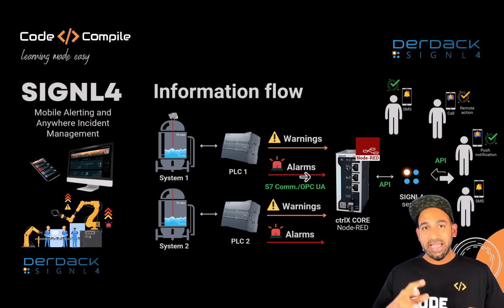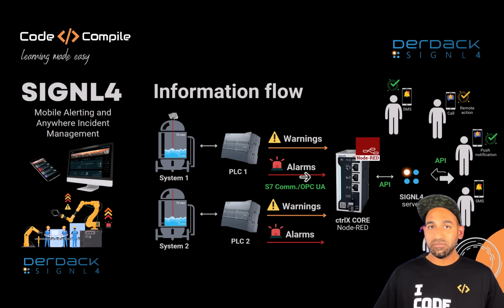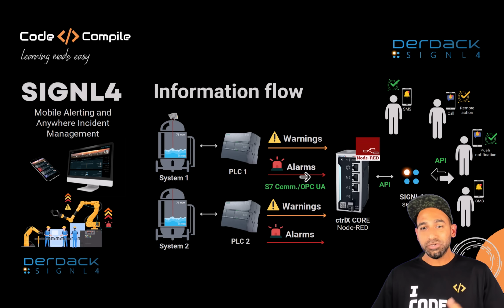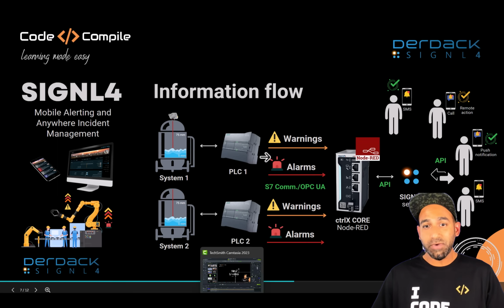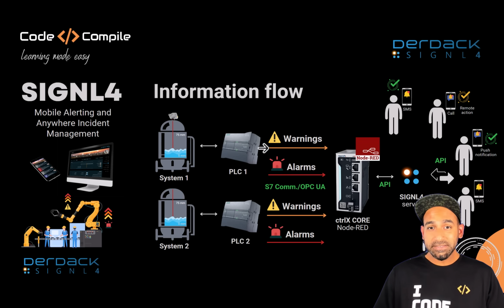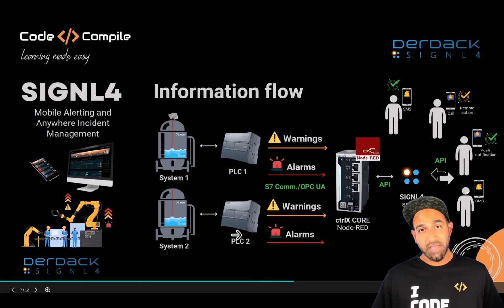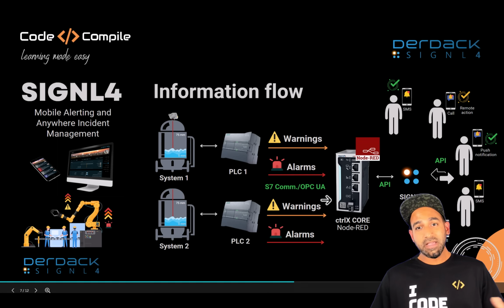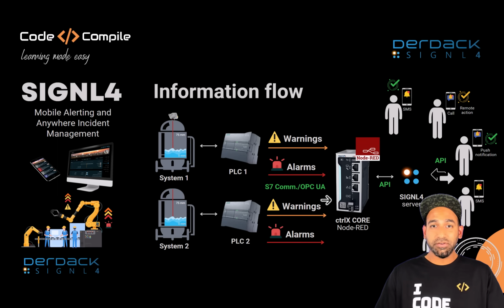This is kind of like an edge device which is going to read the information from my PLC. So Control-X Core is going to read the information from the PLC via S7, which is a very common protocol for Siemens. So the PLC is reading the information from the factory or from the system. And then we have some warnings and alarms, which I just showed you on my dashboard.